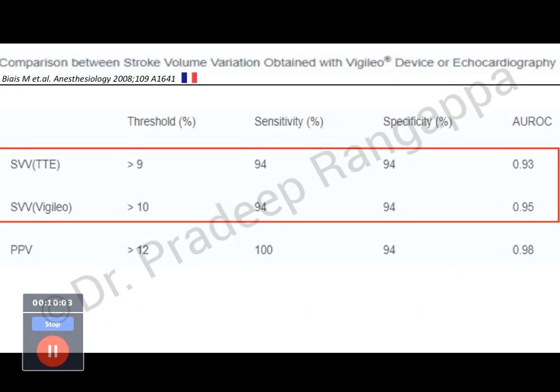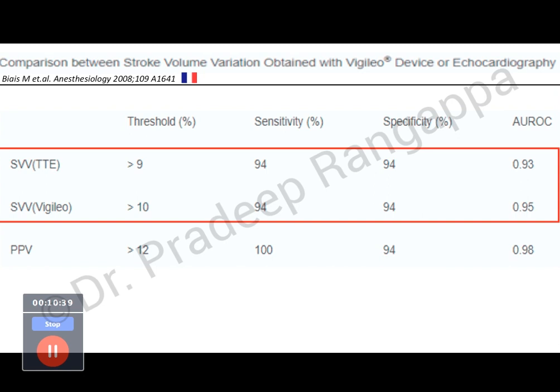This was a third study, again from the French group, in 2008, where they compared stroke volume variation by echo with stroke volume variation by Vigileo. They saw that the sensitivity and specificity of both tools were very similar and very good. As you see, the area under the curve is very good, which means both performed very similarly and there was no superiority of one over the other. So these are the three studies which tell us that SVV measured by a cardiac output tool is as good as stroke volume measured by echo.